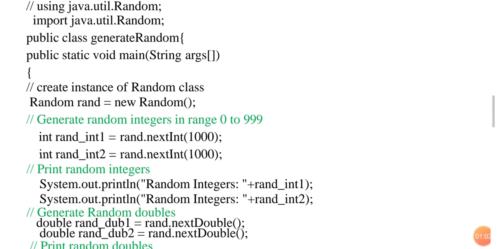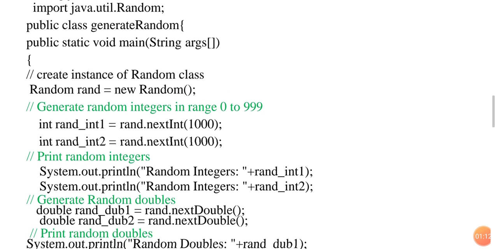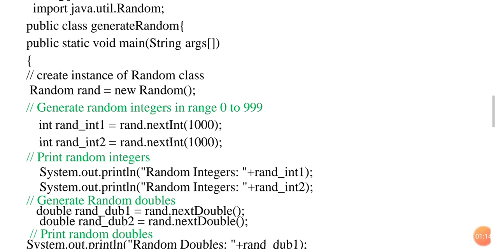To use the Random class, first we need to import the util package and the predefined Random class. That's why we are importing java.util.Random. After that we are creating the public class GenerateRandom, and within the main function we are writing the code. To create the object of the Random class, we use the statement Random rand = new Random(). So rand is our instance, or object, of the Random class.